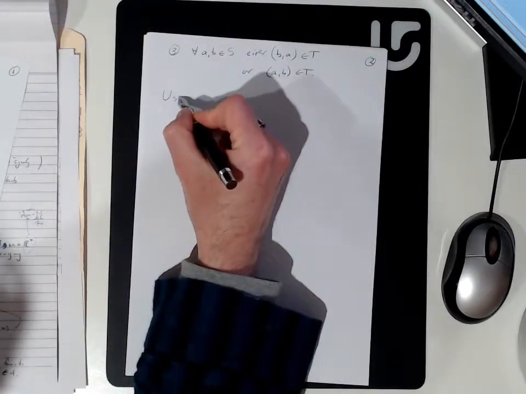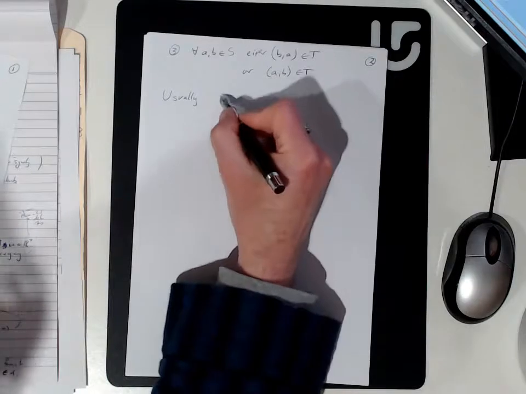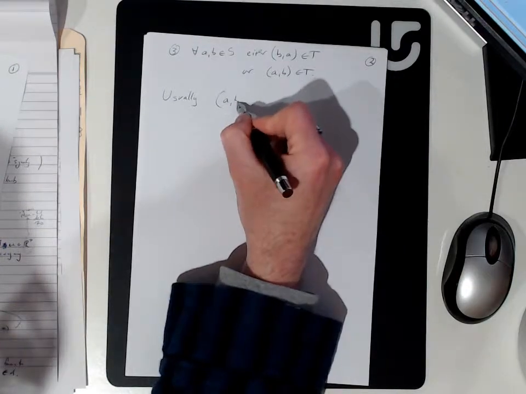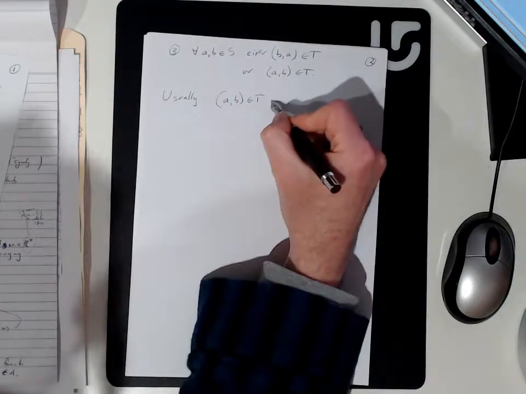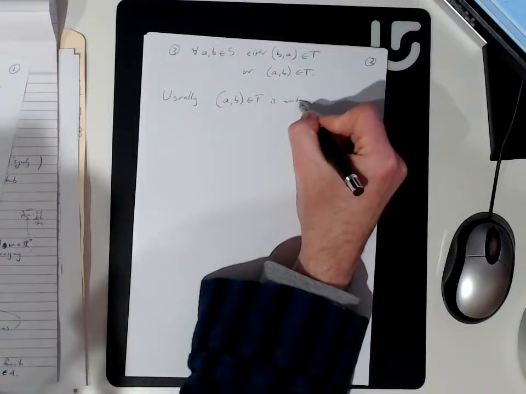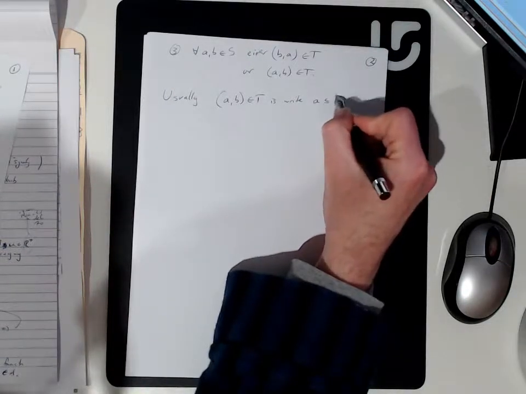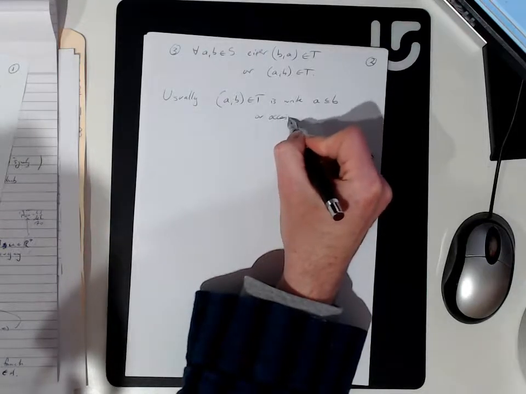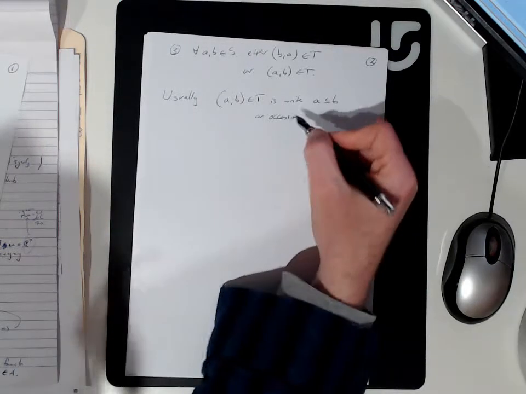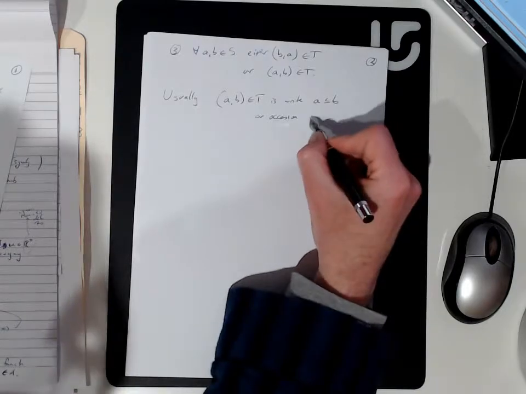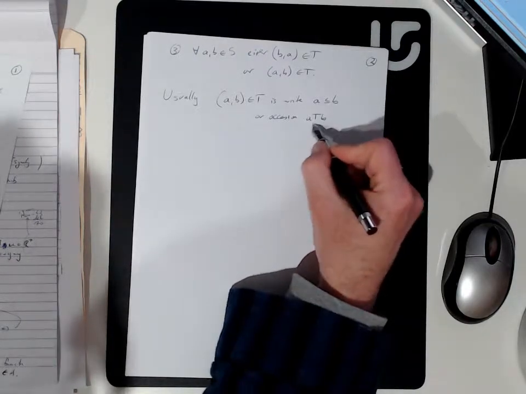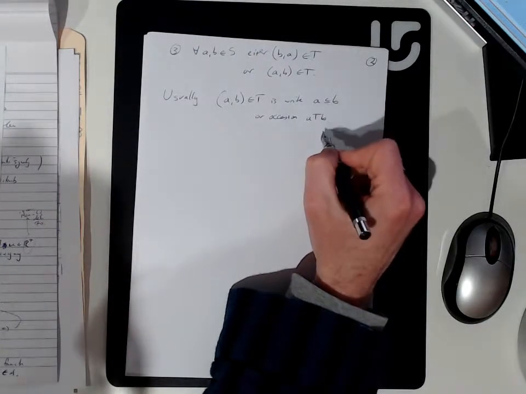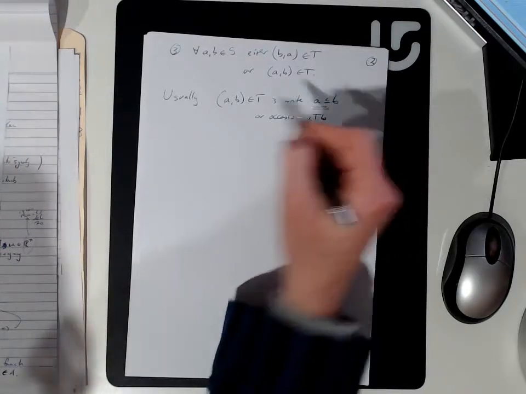Okay, usually (A, B) inside the total order is written A is less than or equal to B, or occasionally, when you have multiple total orders on one set, A T B, where T kind of plays the role of the less than sign. But anyway, this is what I'm going to use.